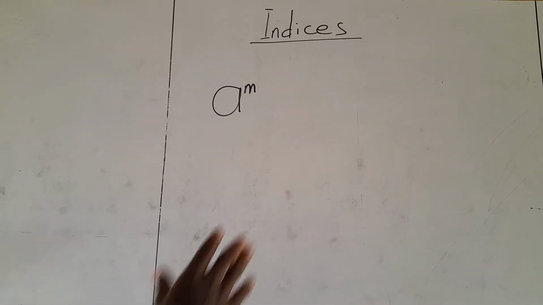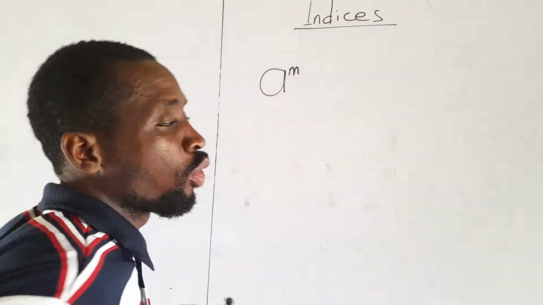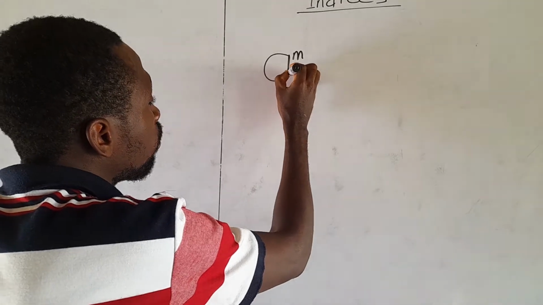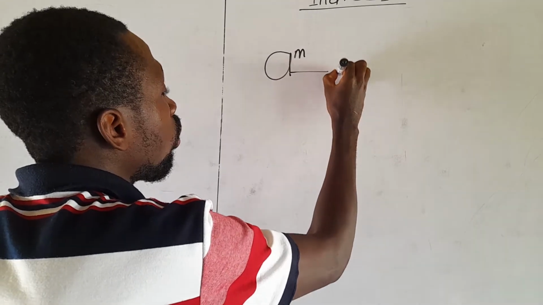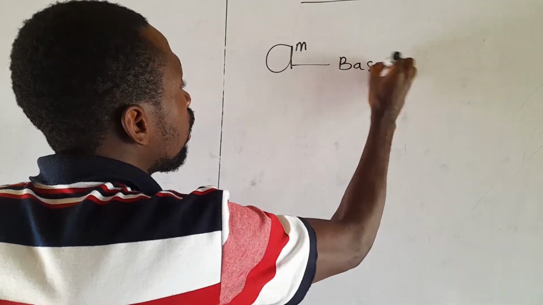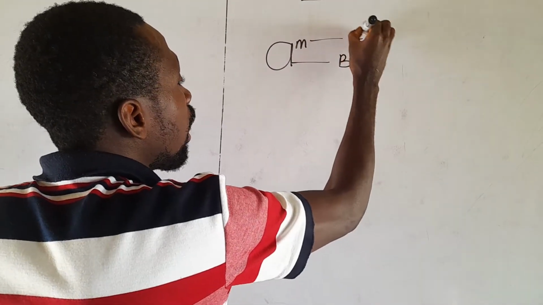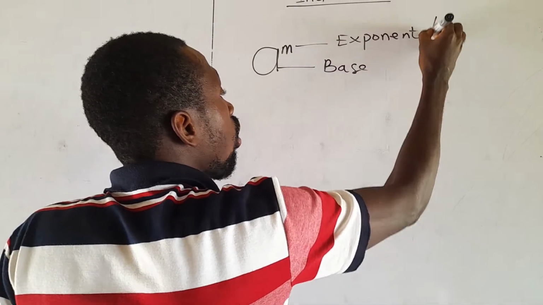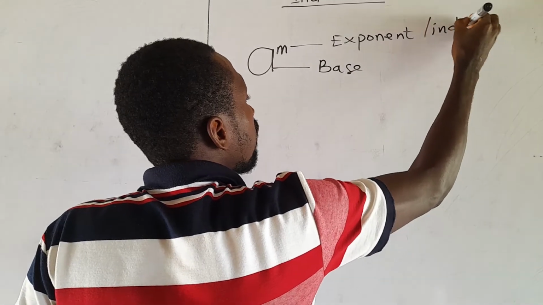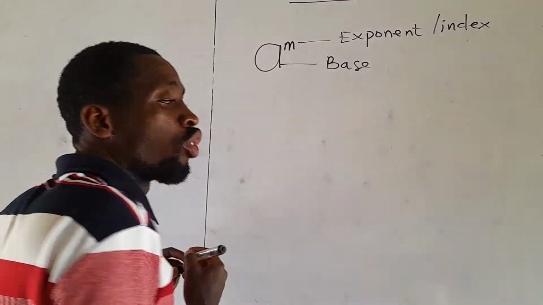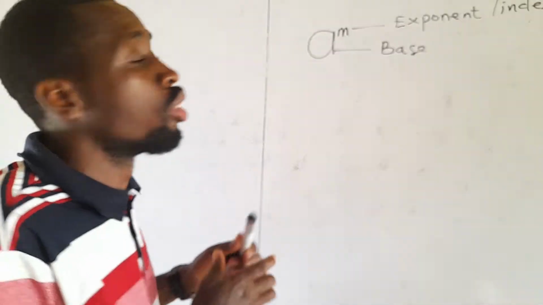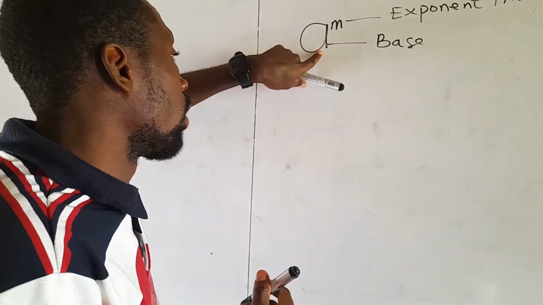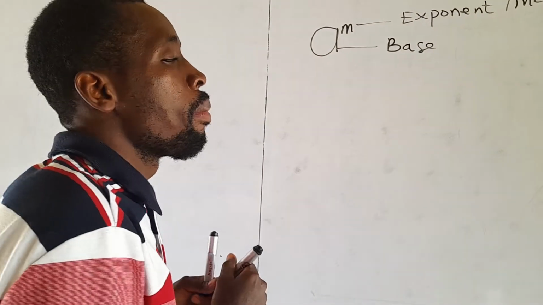Indices come to mind when numbers are expressed in this form. When they are expressed in this form, the A is called the base, and the M is the exponent, the exponent or the index. People also refer to it as power. It's the same. So we can write this as A exponent M.